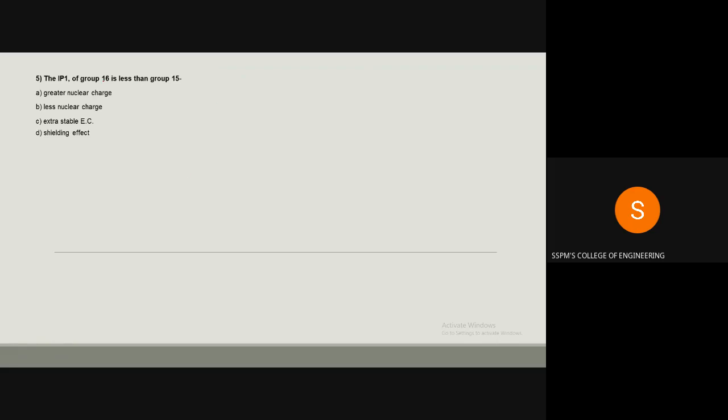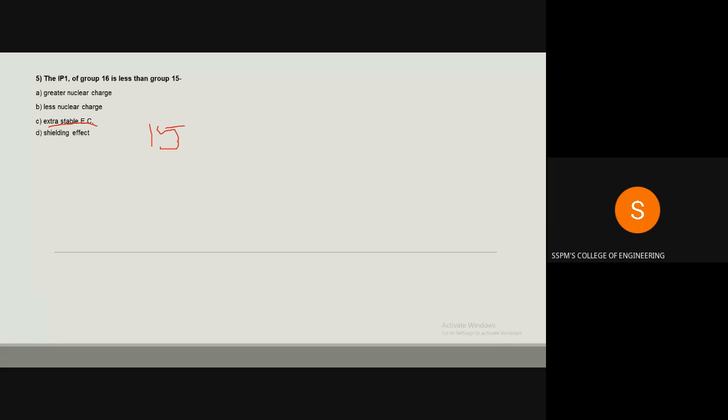Then group 16, it is less because of extra stable electronic configuration. The IP1 of group 16 is less than group 15 due to the extra stable electronic configuration. When we go across groups 13, 14, 15, 16 and 17, from 15 to 16 the electronic configuration becomes stable. Hence, extra stable electronic configuration is the answer to this question.